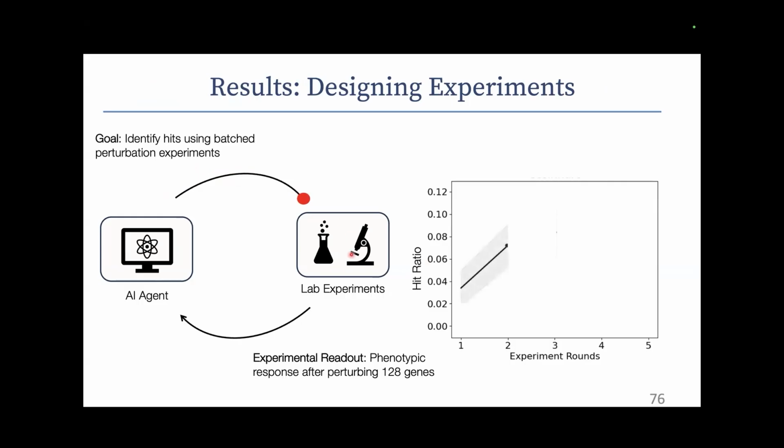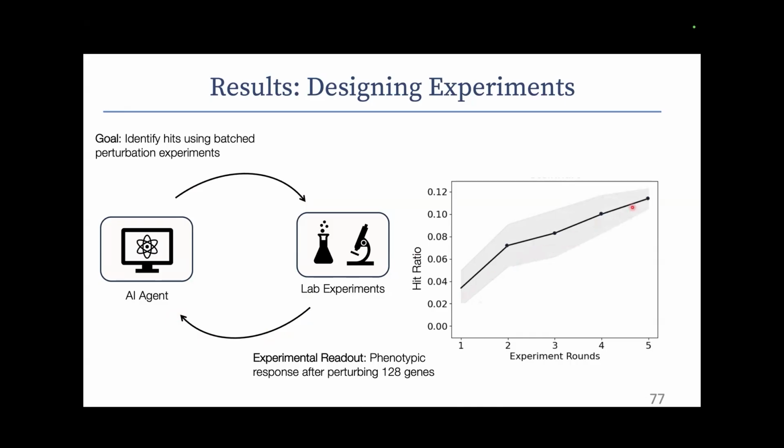That experiment is performed. You get a hit ratio, which tells you how many of the predictions that you made actually caused a strong effect. This information is fed back to the agent. The agent processes it and makes another prediction. And then that results in another readout. And so we keep performing this over multiple steps.